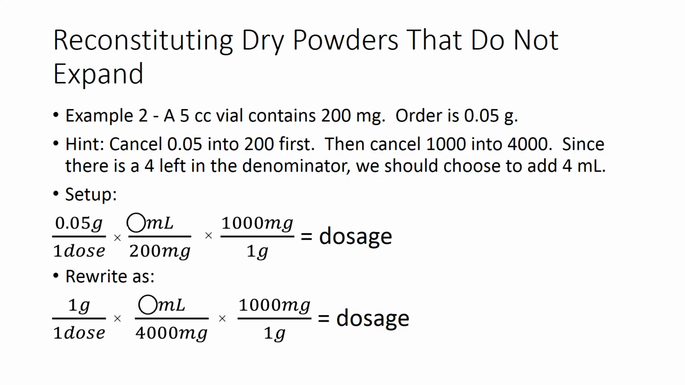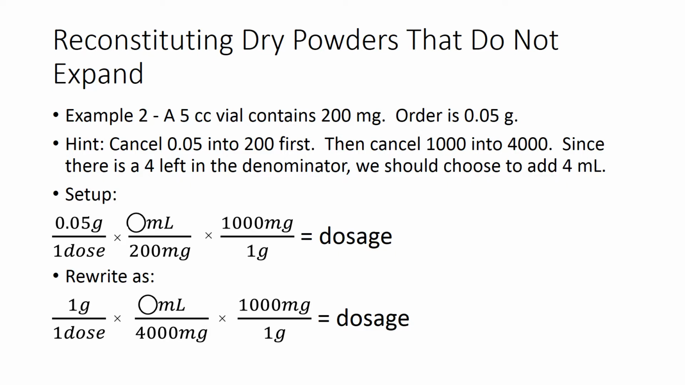So our next example, we have a 5 cc vial containing 200 milligrams of the drug, but the order is only for 0.05 grams. So we want to cancel out the 0.05 and the 200 first, and then cancel the 1,000 into 4,000. Since there's a 4 left in the denominator, we should choose to add 4 milliliters, which is fine because we have a 5 cc vial. And of course, 5 cc's is the same as 5 milliliters. So our setup is our dosage, which is 0.05 grams per dose, times X number of milliliters divided by 200 milligrams, which is the amount of the solid in the vial, times our conversion amount, which is 1,000 milligrams per gram, and that's our dosage.